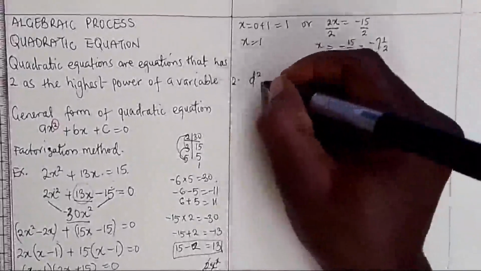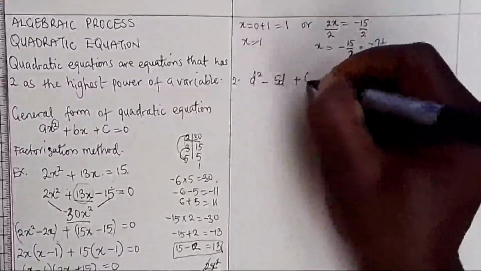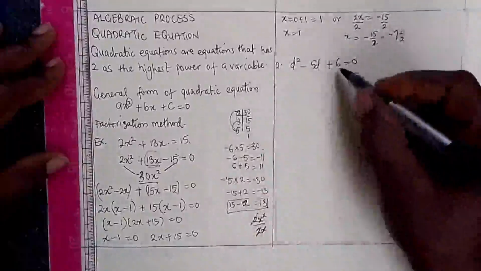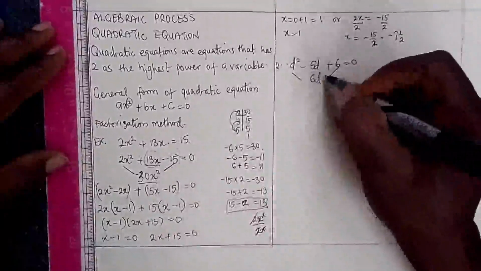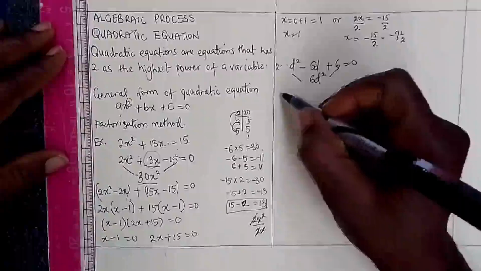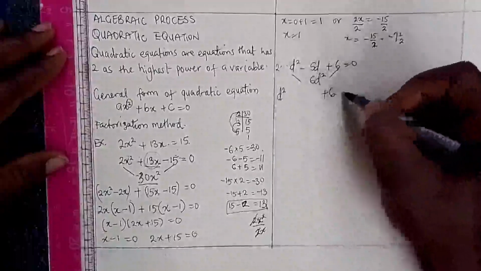d square minus 5d plus 6 is equal to 0. Okay, so now remember what we did in the first one. Multiply 6 times d squared, that's 6d squared. Just like we did in the first one, we say d squared, and then we write the last number, plus 6 is equal to 0.